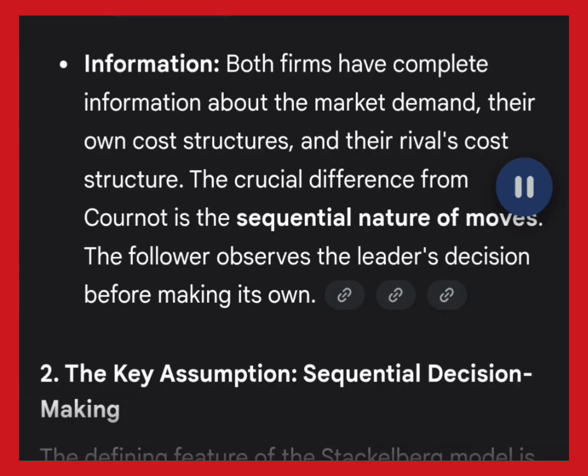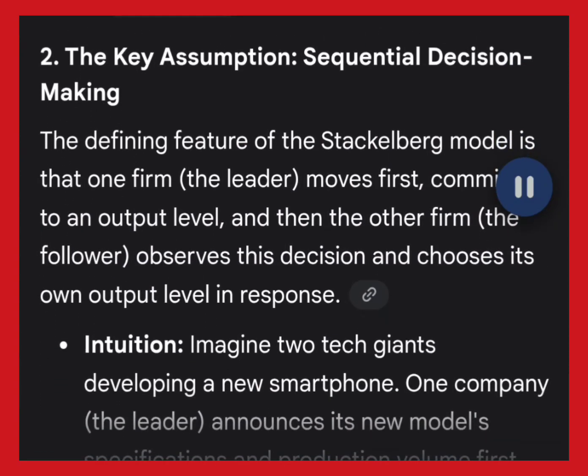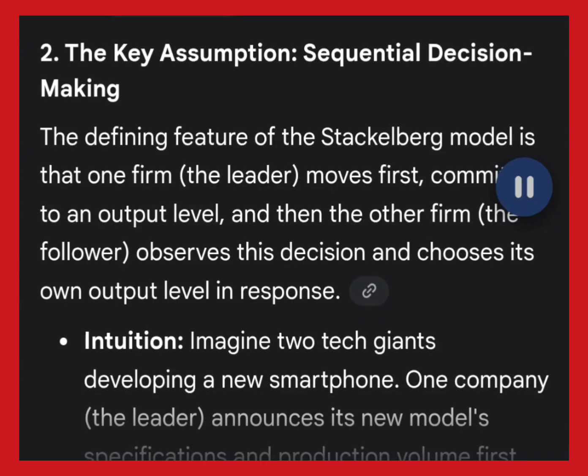The crucial difference from Cournot is the sequential nature of moves. The follower observes the leader's decision before making its own. 2. The key assumption, sequential decision-making. The defining feature of the Stackelberg model is that one firm, the leader, moves first, committing to an output level, and then the other firm, the follower, observes this decision and chooses its own output level in response.